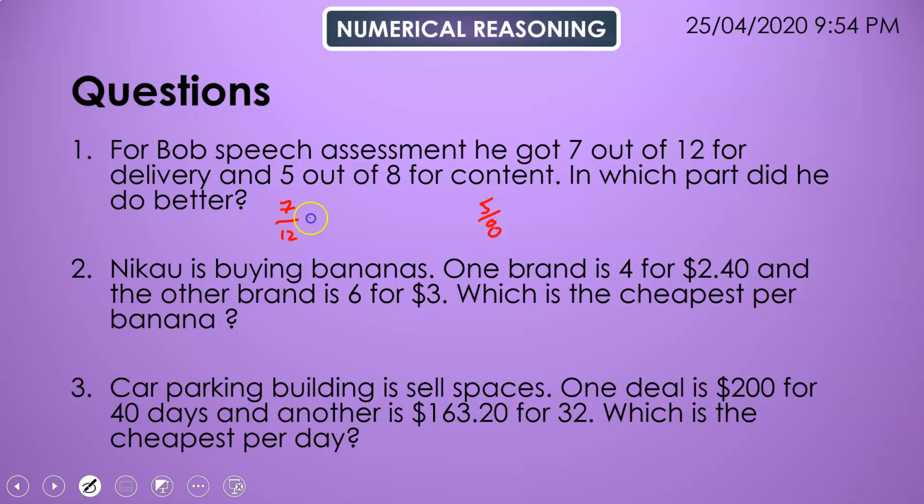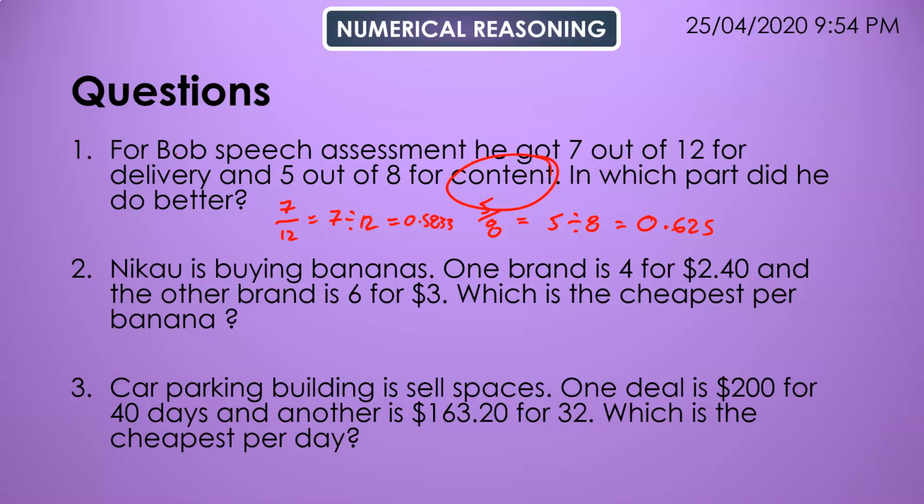So again, get our calculator out. We go 7 divided by 12, which is equal to 0.5833. 5/8, 5 divided by 8, which is 0.625, which means he did better in his content, as 0.625 is bigger than 0.5833.